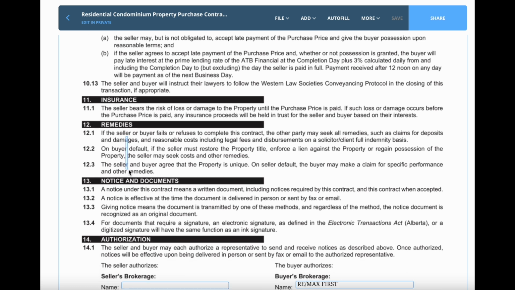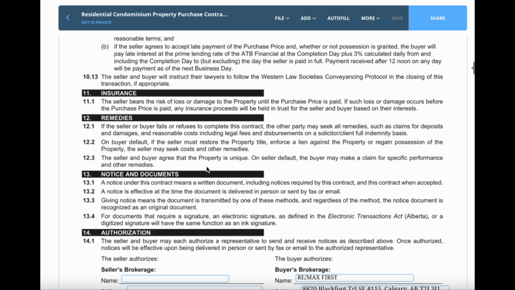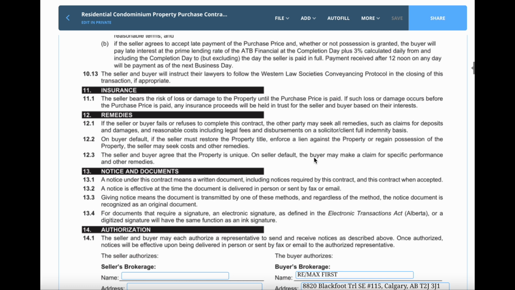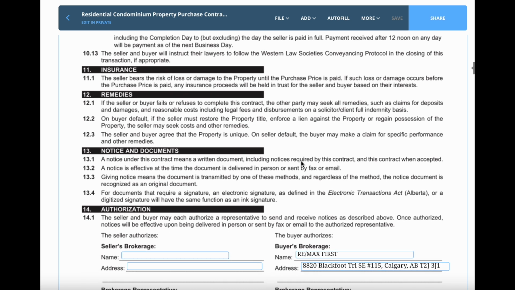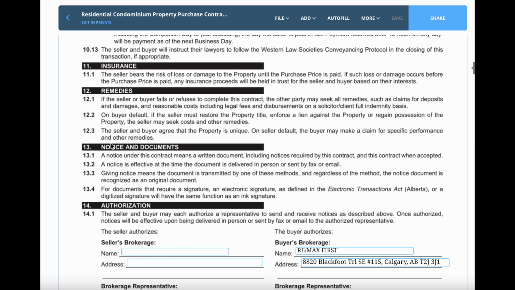And here are some options for remedies if the buyer fails or refuses to complete this contract, and the same thing on buyer default, what happens, and if the seller and buyer agree that the property is unique. Specific, okay, so this is nothing really specific here.